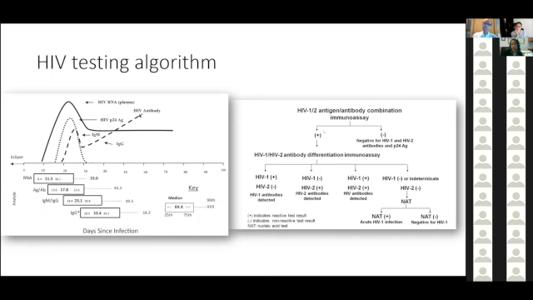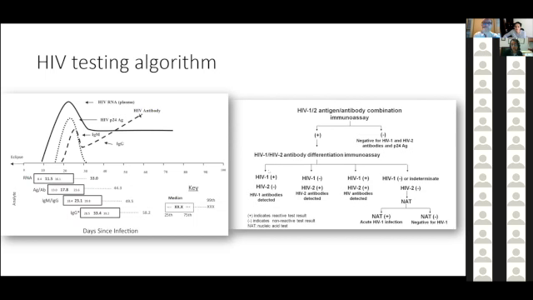If this test is positive, they run it again using the same assay in duplicate. And if it's consistently positive, then they run an antibody differentiation immunoassay. This is the Geenius test that Matthew mentioned. The value of this second step in the algorithm is to confirm the first result and also to differentiate between HIV-1 and HIV-2.